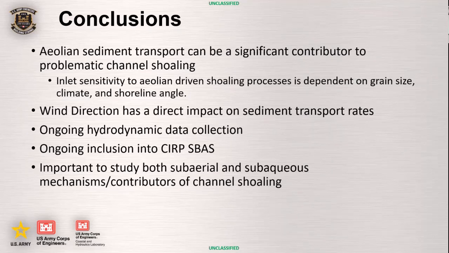As I mentioned, we have some ongoing hydrodynamic data collection. We're going to include a lot of this data as test cases into the CIRP sediment budget analysis system toolbox. We're working on that right now to improve the aeolian estimates to your sediment budgets. And because of all these things we're finding at Port Mansfield Inlet, we think it's really important to study both the subaqueous and subaerial mechanisms of your channel shoaling wherever possible.